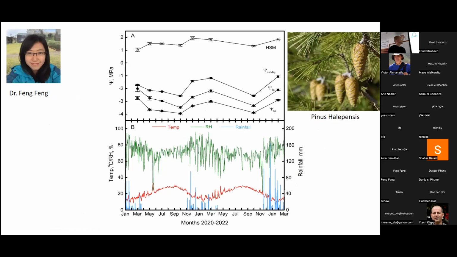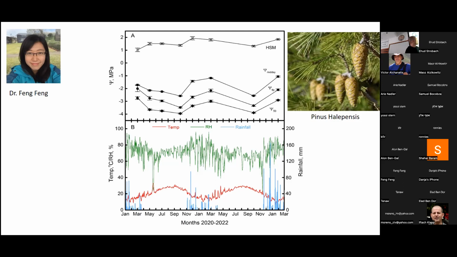This is the work of Dr. Funk, who sadly left us for Austria, for a better position. What she found is, if you can see here, this is the water potential up here. The water potential starts high in March, this is March 2020, at the end of the rain season, and then it declines until October. Then it goes up again, and then declines again and goes up again. This is the known fluctuation of the stem water potential through our Mediterranean climate.